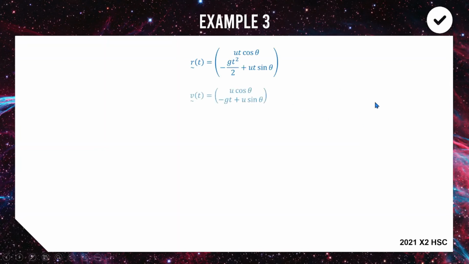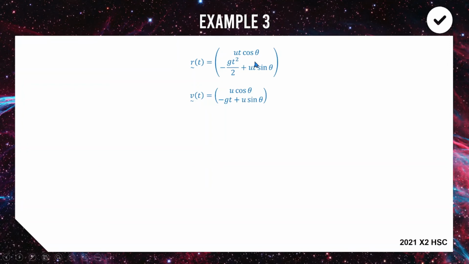Okay, so here is our displacement vector given to us by the question. We are going to differentiate both of these so we can get our velocity. So we'll differentiate these with respect to time, and we get our velocity vector. So we get u cos theta, and we get minus g t plus u sine theta.